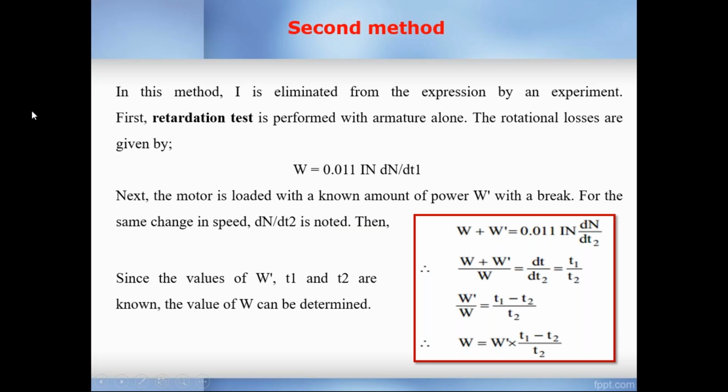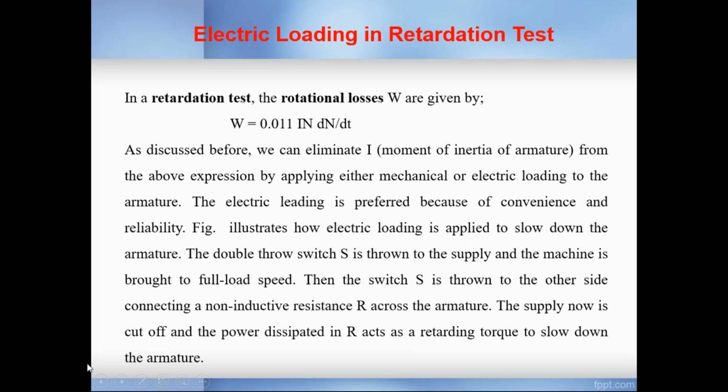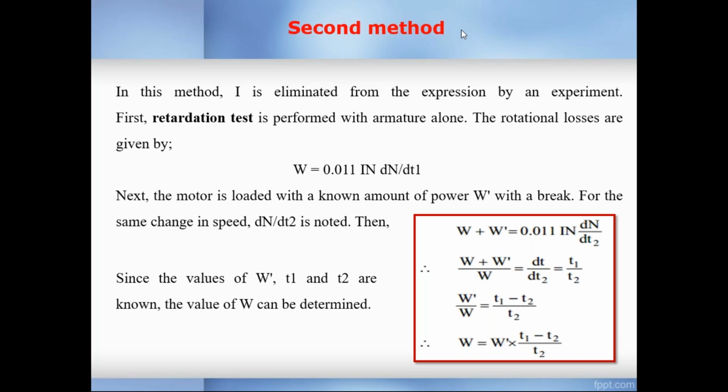In the last case we are equating the two losses, but in this case we are adding the two losses. This is the rotation loss in the first case, and the rotation loss in the second case, without applying any brake and with applying the brake. Now we got the two equations 1 and 2. Now we divide equation 2 by 1, then we get W equals W dash into T1 minus T2. Is it correct or not?